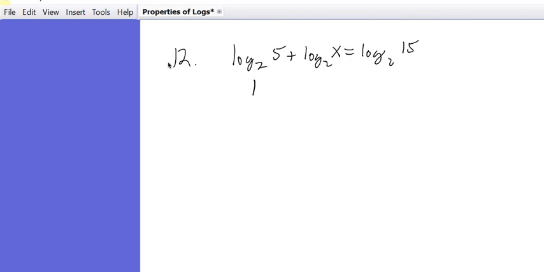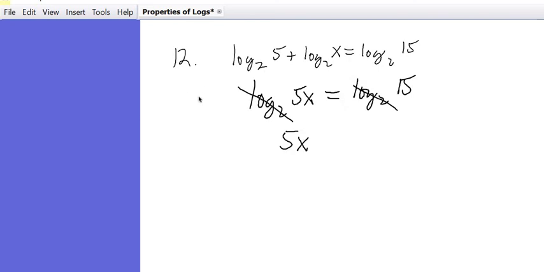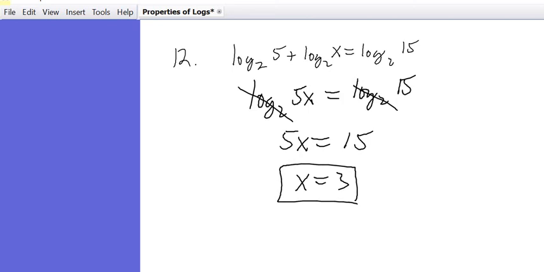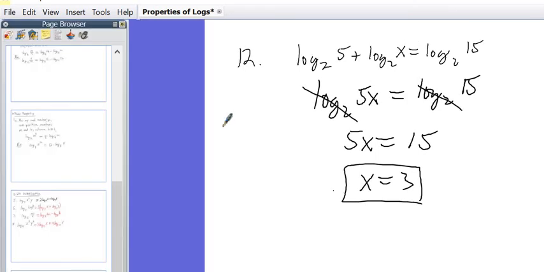Excellent. So smart. Log base 2 of 5x, because it's 5 times x, equals log base 2 of 15. Now that I have the same base, cancel them out. 5x equals 15, x equals 3. Ta-da. All right, questions about that? Okay.